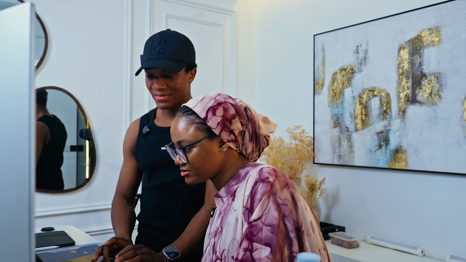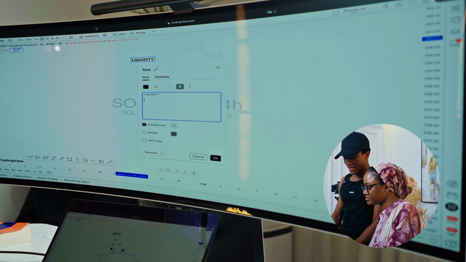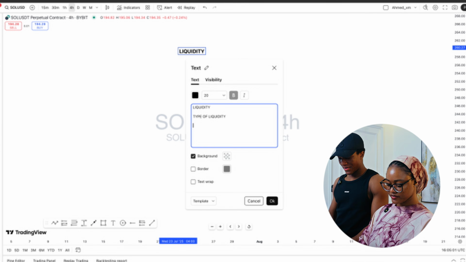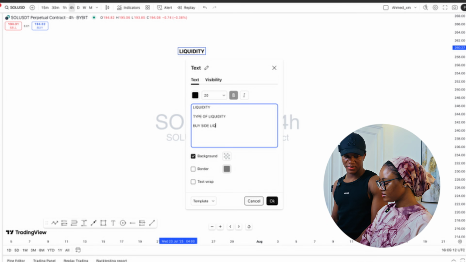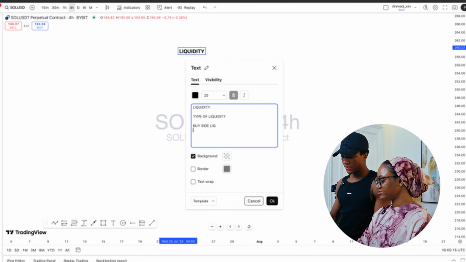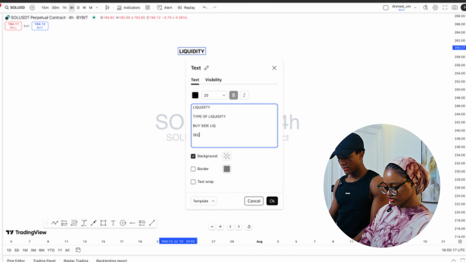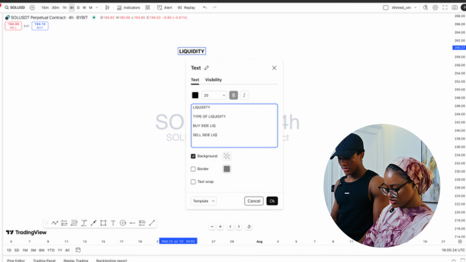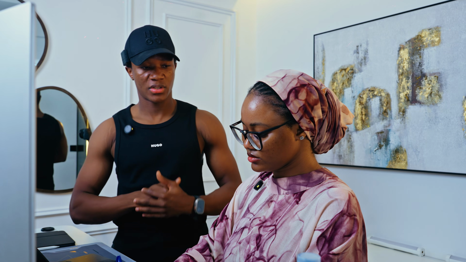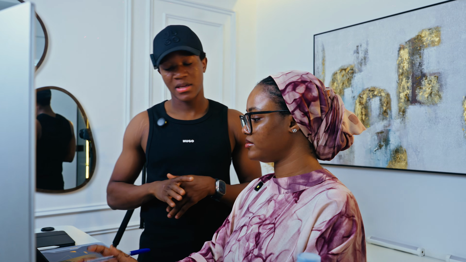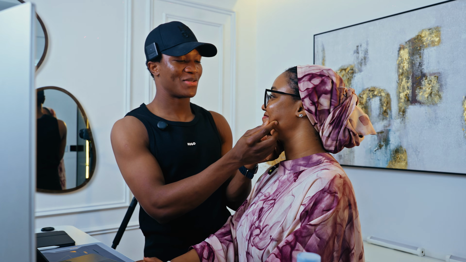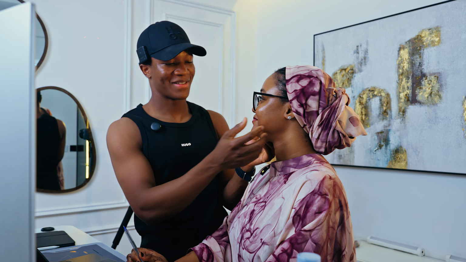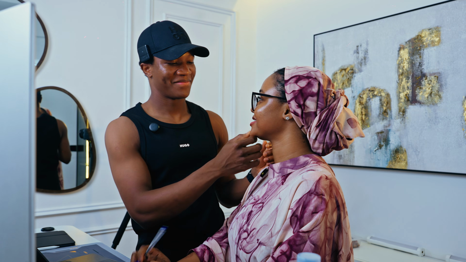So now, types of liquidity. We have buy-side liquidity and sell-side liquidity. We'll be using LIQ to simplify it, and whenever you see LIQ, it means liquidity. Buy-side liquidity and sell-side liquidity are how to spot liquidity areas in the markets.